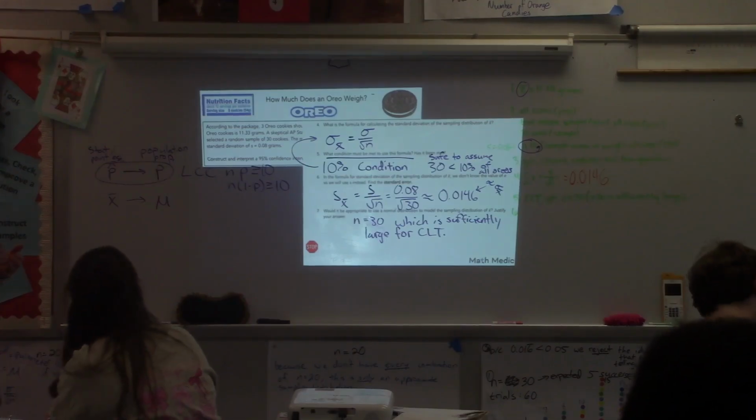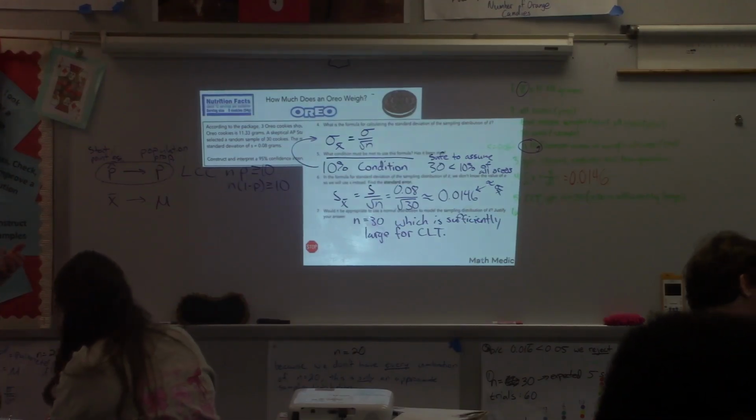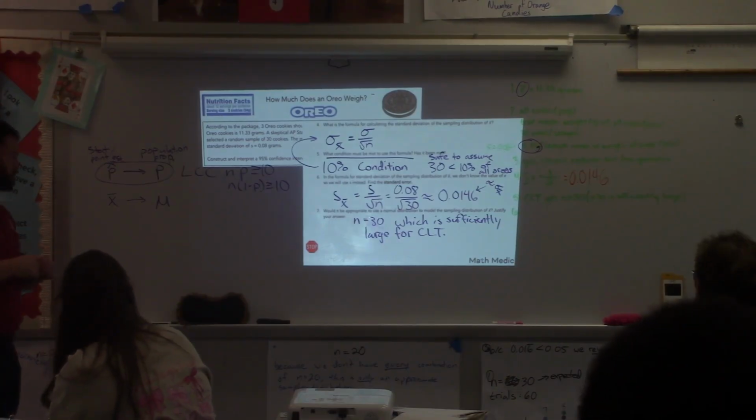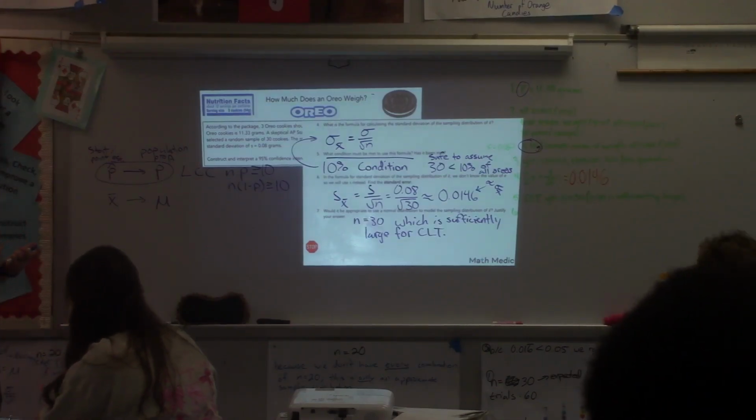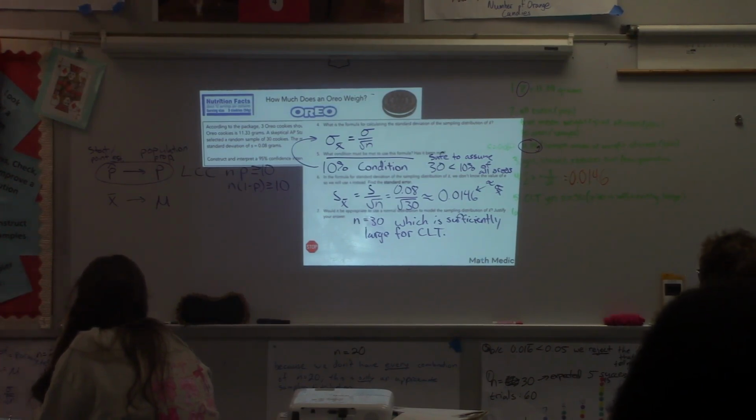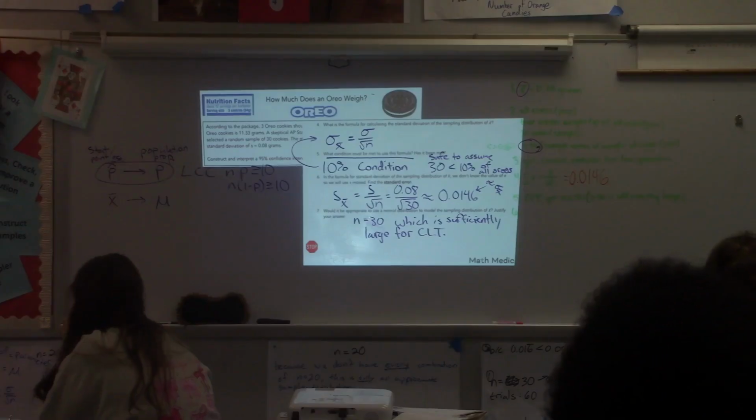Okay? Now, I do need you to remember, do you always need the central limit theorem? No, probably not. You only need the central limit theorem when the population is what? Not normal, not symmetric, it's skewed, right?